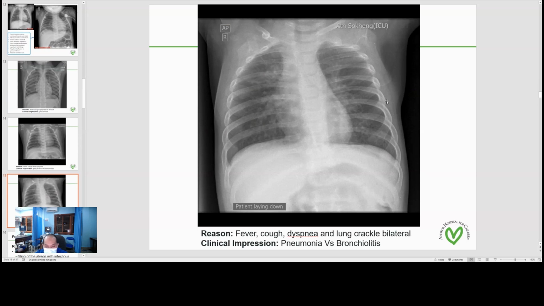Again, this patient has fever, cough, dyspnea, lung cough bilateral, and the clinician is concerned about pneumonia versus bronchiolitis. But this patient comes to ICU, so we have to read this chest X-ray clearly, and the problem is also happening in the T because of rotation, and the E. So what happened in the E? First of all, we see prominent lung volume in both lung fields, but if we compare the opacity of both lungs, we can see it's more prominent in the right upper lobe. So this is right upper lobe pneumonia.